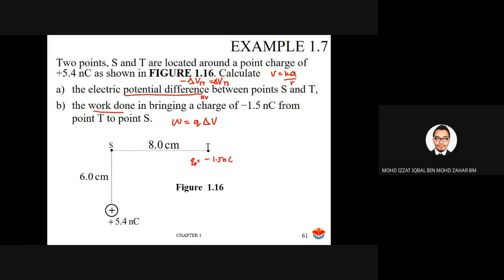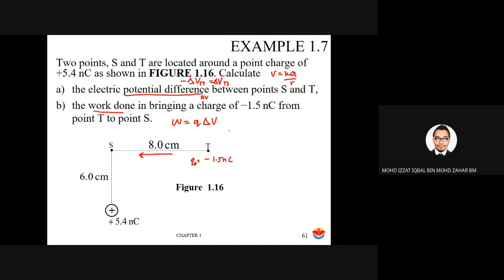Tadi yang contoh saya tunjuk tadi semua positive test charge. Here is an example of negative test charge. Tak ada masalah pun. Charge ni yang bergerak. Okay, so this one you have to substitute with Q naught. So you move from T to S. Draw an arrow so that it makes you easier.